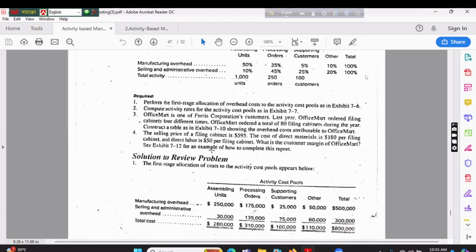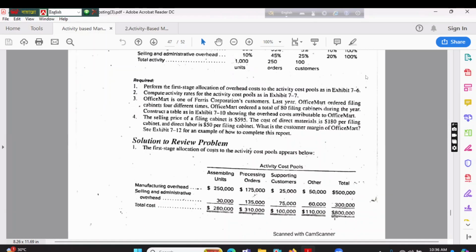In this way, we can distribute this cost to activities, and in this way, selling and administrative overhead. Assembling units 10% of 300,000, 30,000. In this way, the other figures. Total cost: assembling units total cost 280,000, processing orders 310,000, supporting customers 100,000.